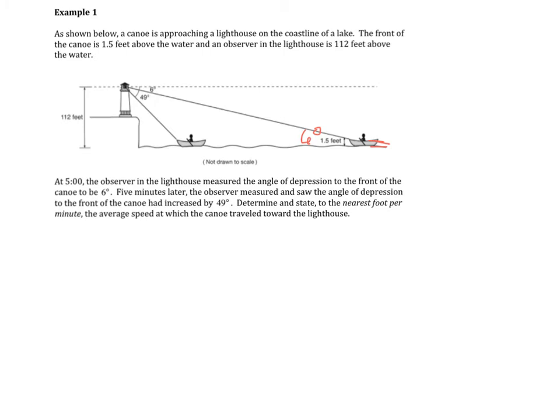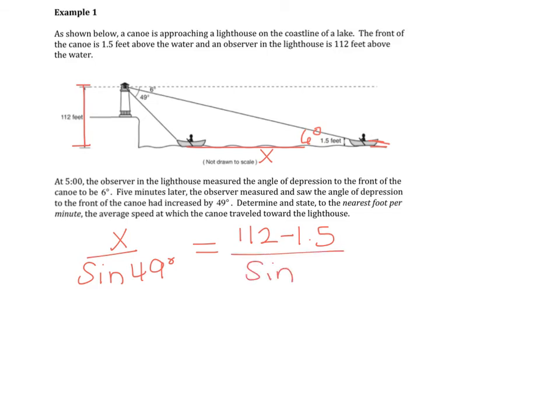So we have to consider and take into account that the canoe is 1.5 feet above the water. So that means that's going to affect the entire height of the lighthouse here. So we're looking for this distance here. That's going to be x. We have the angle across from it as 49 degrees. So we have x over sine of 49, using the law of sines here, is equal to 112 minus 1.5 over the sine of 6 degrees.